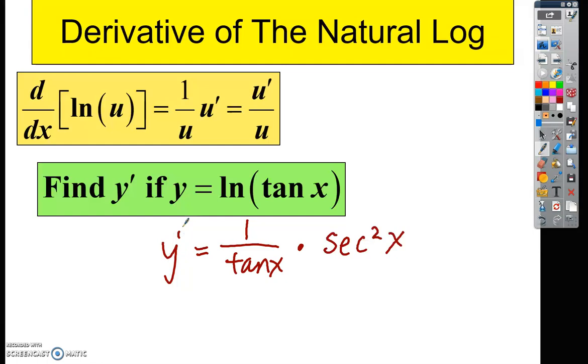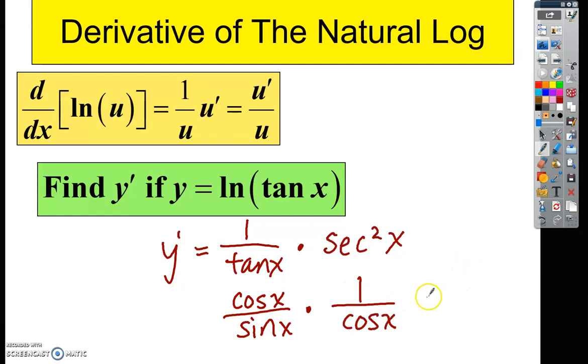We know that secant is 1 over cosine, and tangent is sine over cosine. So 1 over tangent is cosine over sine, cosine of x over sine of x, times 1 over cosine of x squared, which is equal to 1 over sine x times cosine x. And there is our derivative, simplified up a little bit. So this is very simple simplifying. We know the cosine cancels out with one of those. That's where everything went.